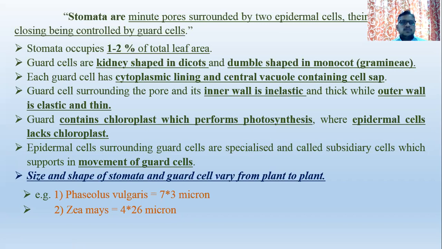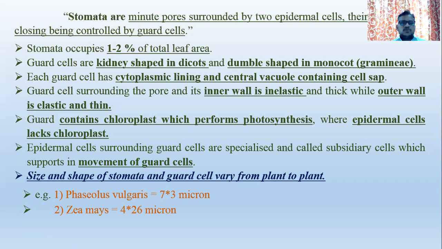Guard cell contains chloroplast which performs photosynthesis, whereas epidermal cell lacks chloroplast. Okay, so wherever chloroplasts are present, photosynthesis takes place, while wherever chloroplast is absent, there is no photosynthesis. Next point, epidermal cells surrounding guard cells are specialized and called subsidiary cells, which support the movement of guard cells. Okay, so these subsidiary cells play an important role in supporting the movement of guard cells.